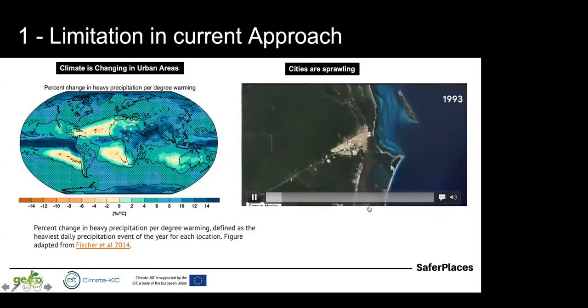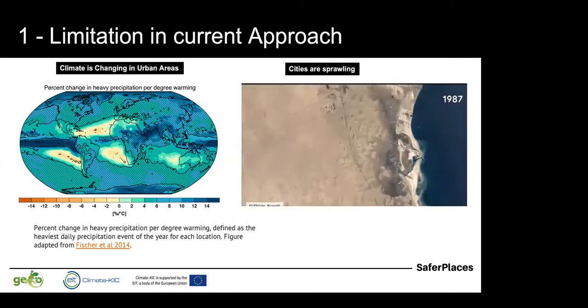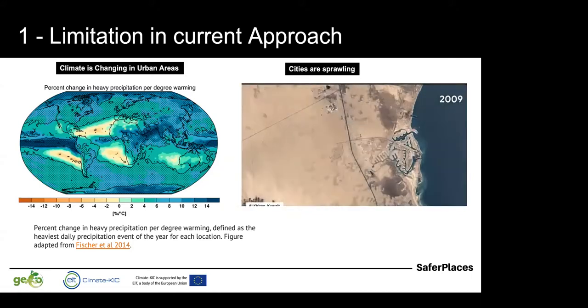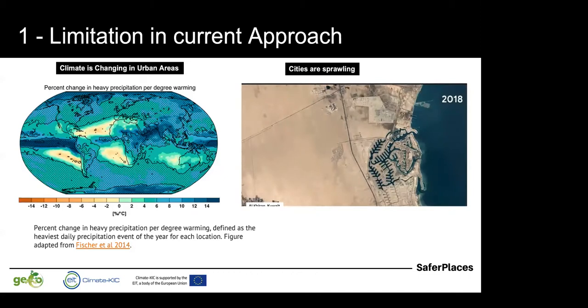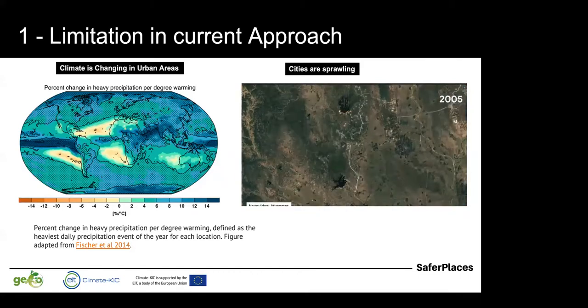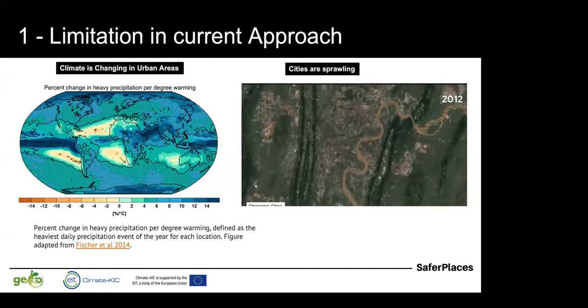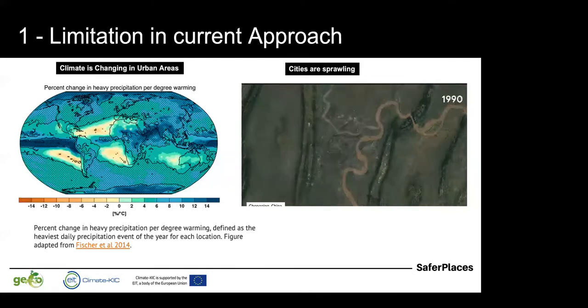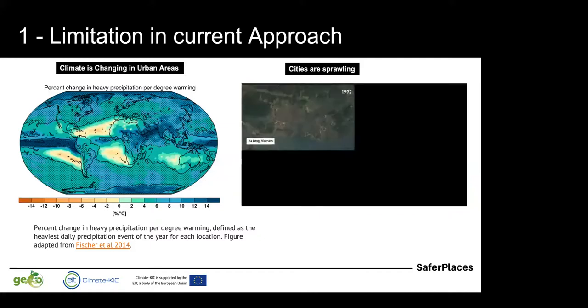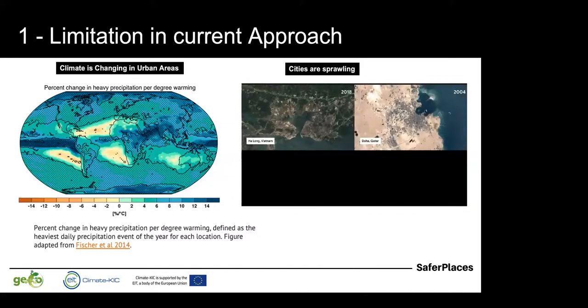First of all, the available flood hazard and damage maps are static. They are only valid for historical or actual conditions, both for climate and urban settings, and are not representative of a changing climate and, for example, an evolving city, as you can see here in the slide.